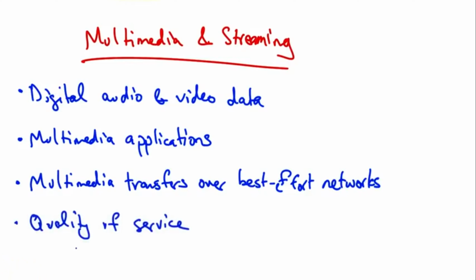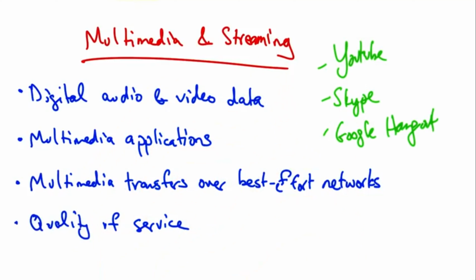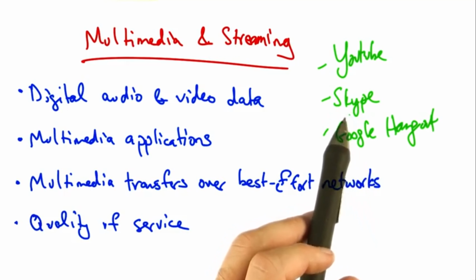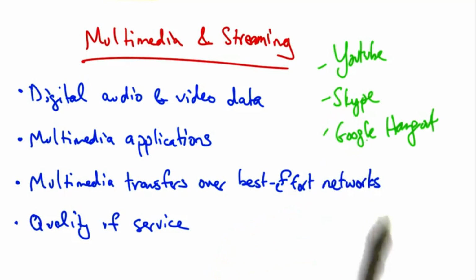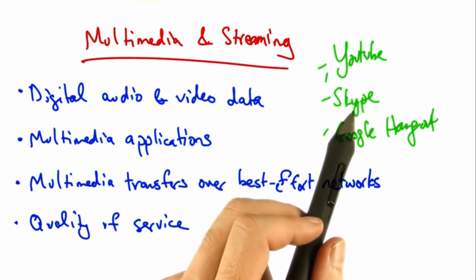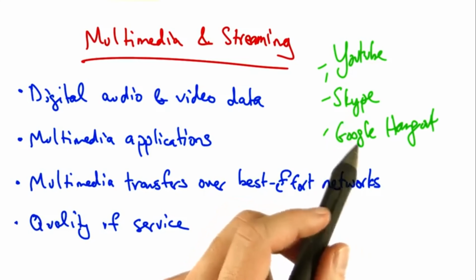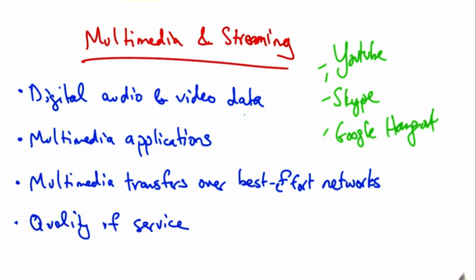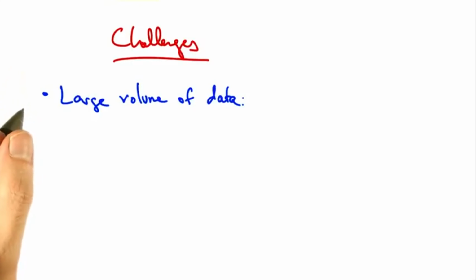So we use multimedia and streaming video very frequently on today's internet. YouTube streaming videos are an example of multimedia streaming, as are applications for video or voice chat such as Skype and Google Hangout. In this lecture, we'll talk about the challenges for streaming these types of applications over best effort networks, as well as how to solve those challenges. We'll also talk about the basics of digital audio and video data. So first of all, let's talk about the challenges for media streaming. One challenge is that there's a large volume of data.